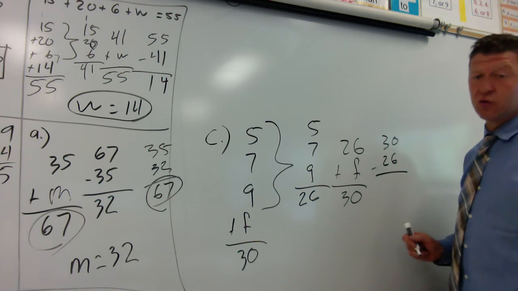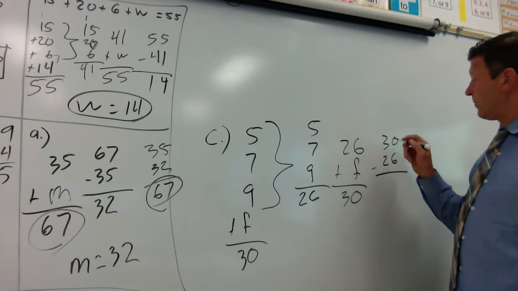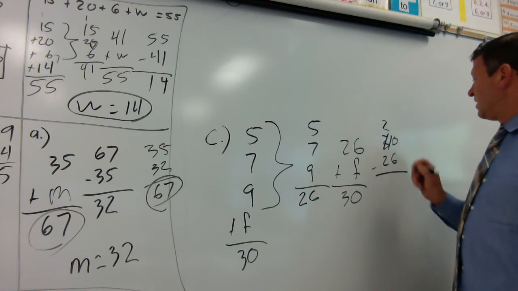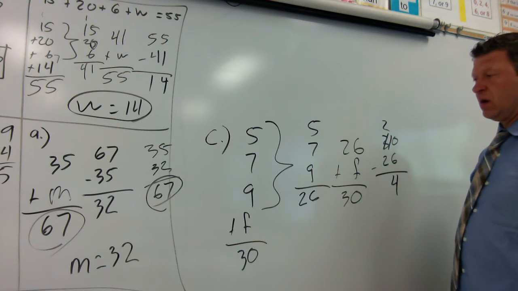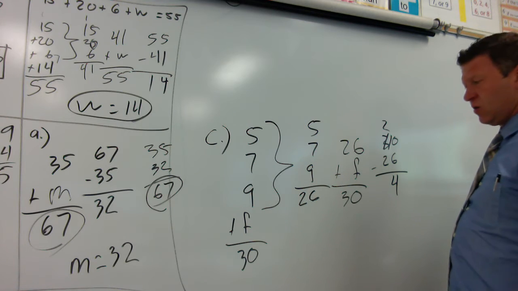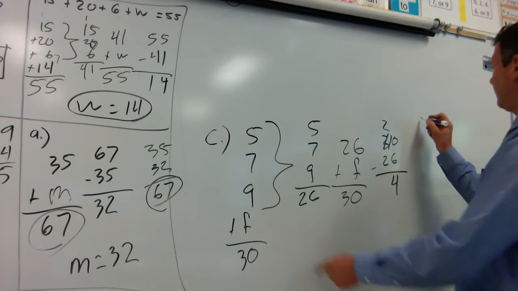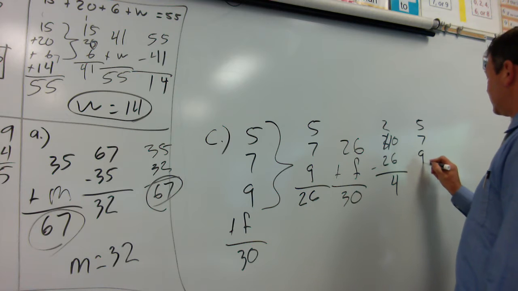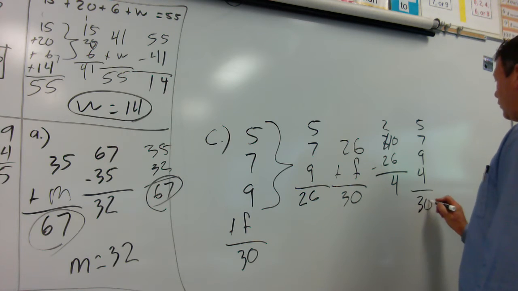And now we got to borrow. So go ahead, smaller number is on top, so we got to borrow across the 3. I'll make it a 2. 10 minus 6 is 4. Boy, that kind of seems pretty small. Well, let's sub it back in there. 5 plus 7 plus 9 plus 4 equals 30.